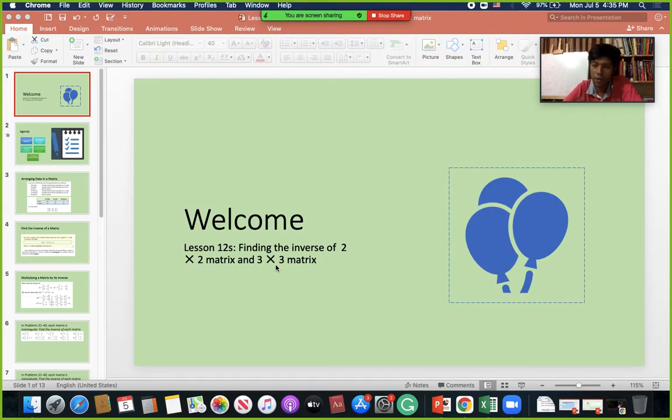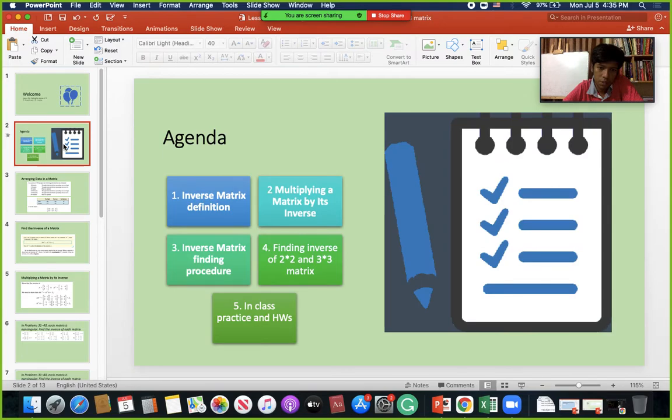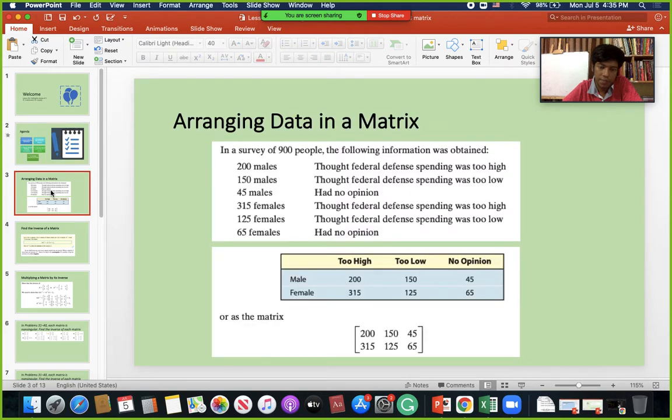Why we are finding this inverse, you will see how it helps. We can look at that also. So this is the agenda: inverse matrix definition, then multiplying a matrix by its inverse, what happens, then the inverse matrix finding procedure. Okay, first example: what does a matrix actually mean?